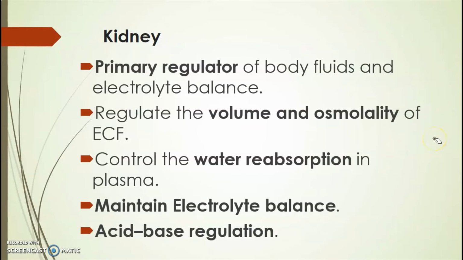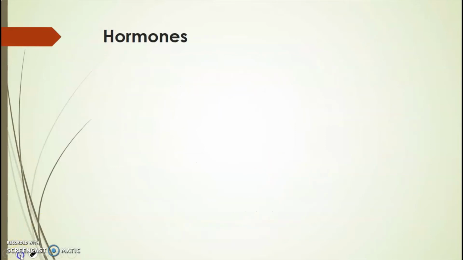Okay, so we're done discussing your organ system, specifically your kidney, which is the major organ system that is responsible in the maintenance of your homeostasis. We are now going to proceed and discuss the hormones that are responsible or that are involved in maintaining homeostasis in our body. The first hormone that we're going to discuss is your antidiuretic hormone.